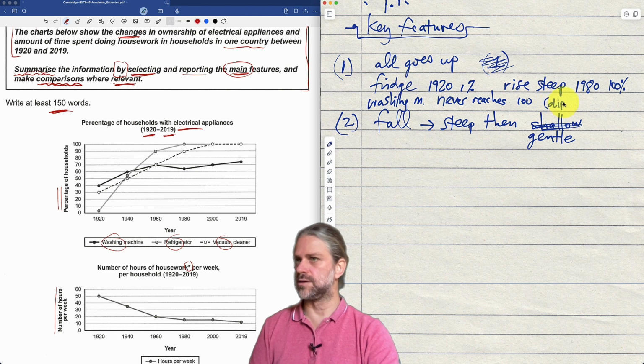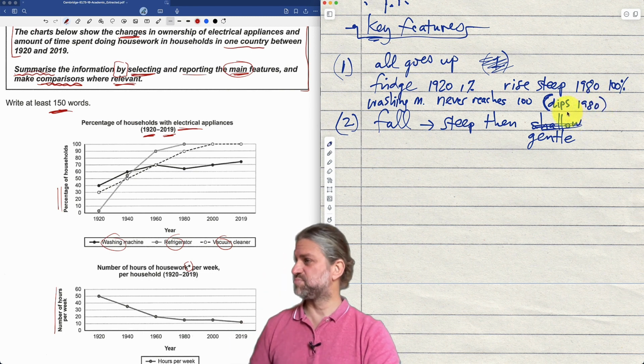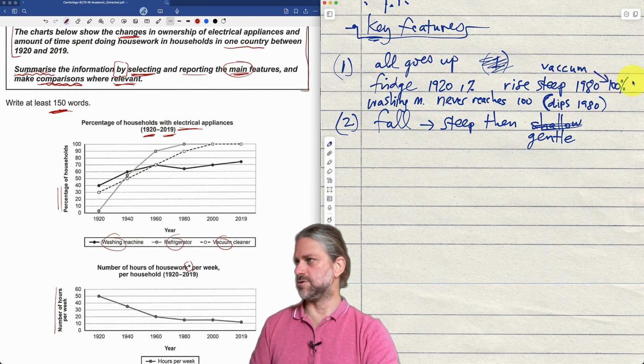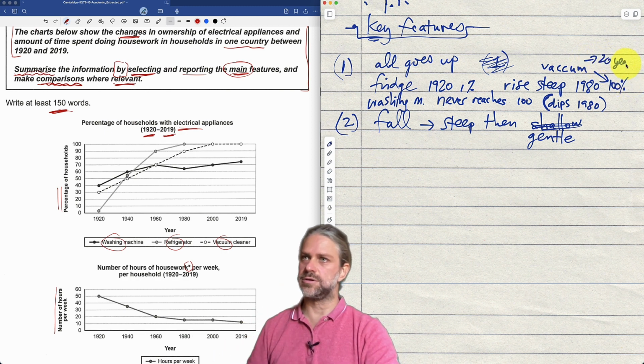So this is where we're putting in the extra stuff in brackets. Okay, so it is a feature, but it's not a key feature. So dips 1980s, and maybe we could compare the fact that the vacuum cleaner managed to get to 100%. So vacuum, 100% in the year 2000. So it was a whole 20 years later.